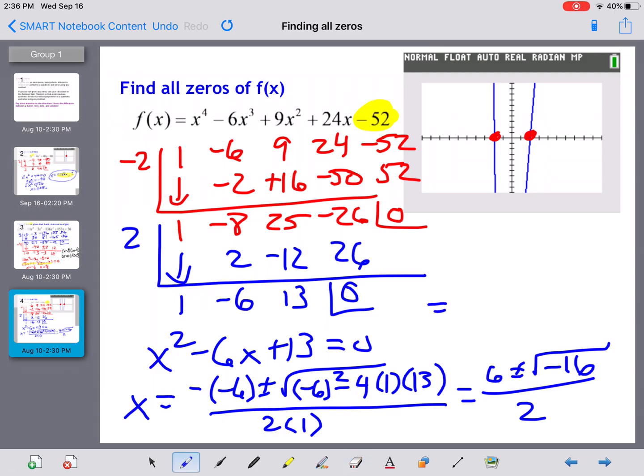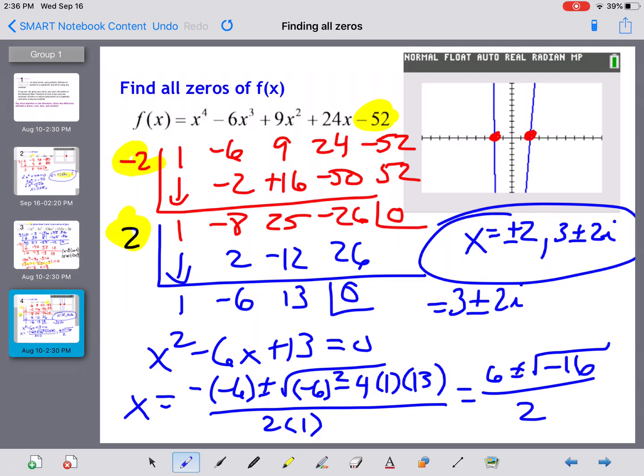I'm going to write these up here. So 6 over 2 is going to give us 3 plus or minus. Negative 16 reduces to 4i. 4i divided by 2 is 2i. Okay, so that would be from the imaginary part, but we also need to write, so we're finding zeros, we can say x equals plus or minus 2 from the first two that we got over here and here. And then we have 3 plus or minus 2i. And again, each one of those consists of 2, so we know that that matches up with our fundamental theorem that says we should have 4 possible solutions.